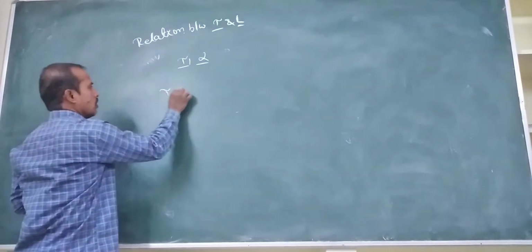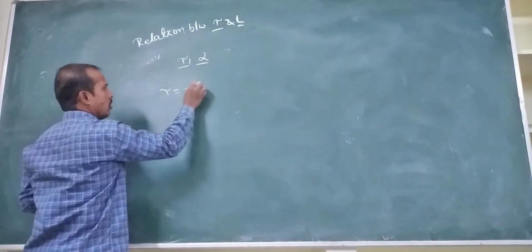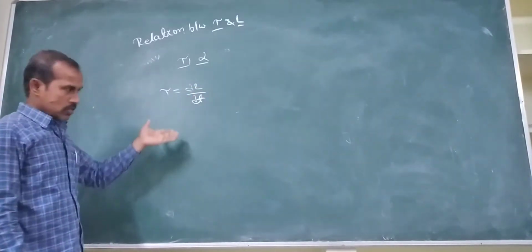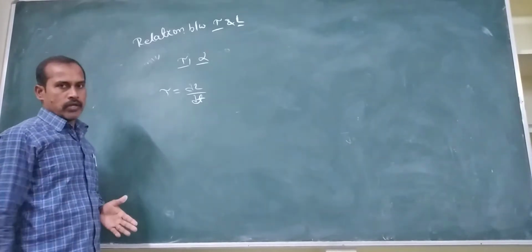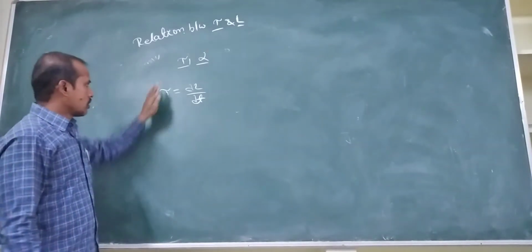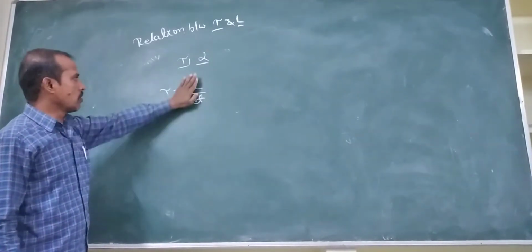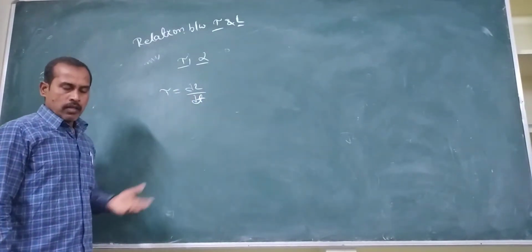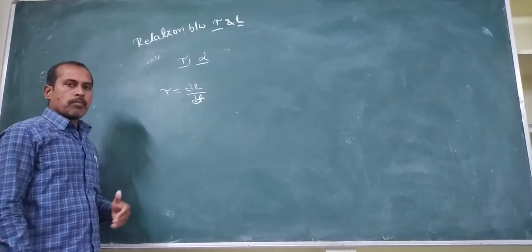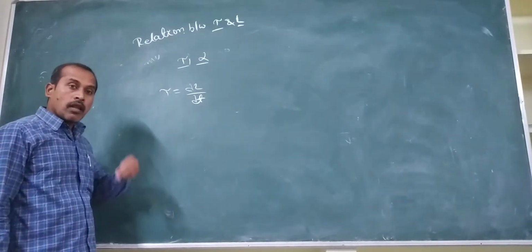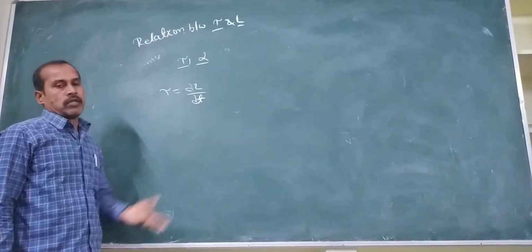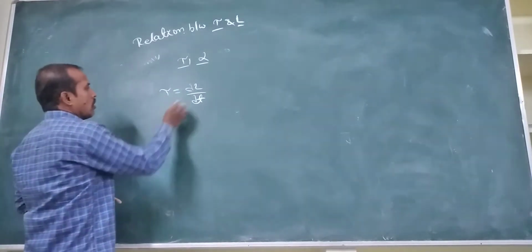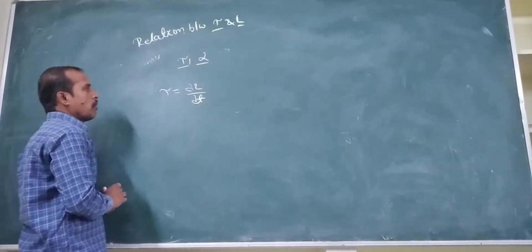Here, tau is equal to dL by dt. This is the torque, and this one is the rate of change of angular momentum. Statement: the rate of change of angular momentum is directly proportional to the external torque acting on a body. That means tau is equal to dL by dt.